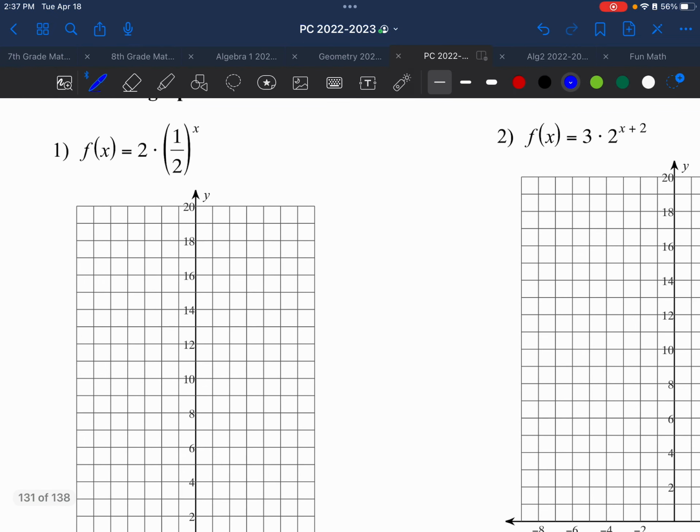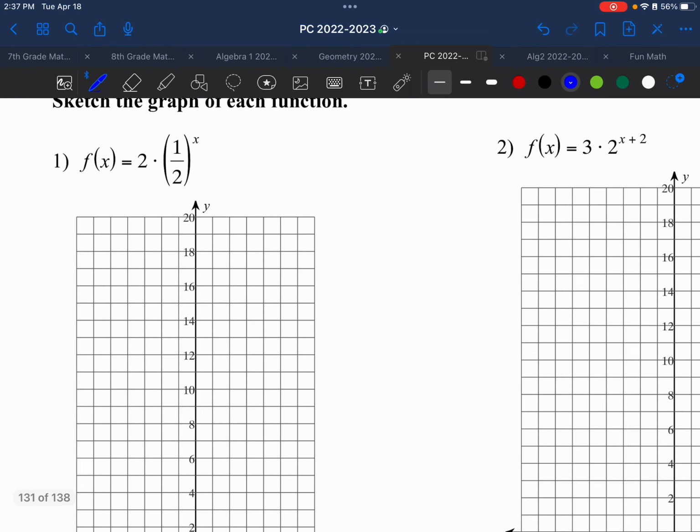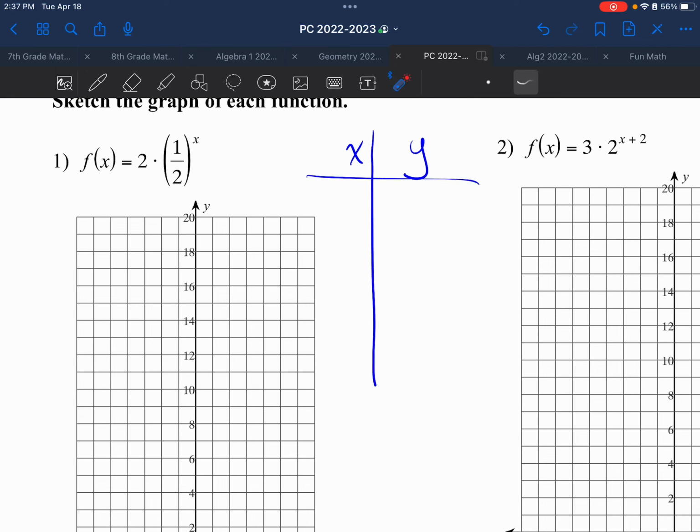To graph this, you can use a table if you want, or you can use a trick. I'll use a table and then I'll use a trick for maybe the other ones. The general idea behind the table is you have an x, the input, and a y, the output. You're trying to choose some nice value for x. Usually a nice value is something that will make this 0.